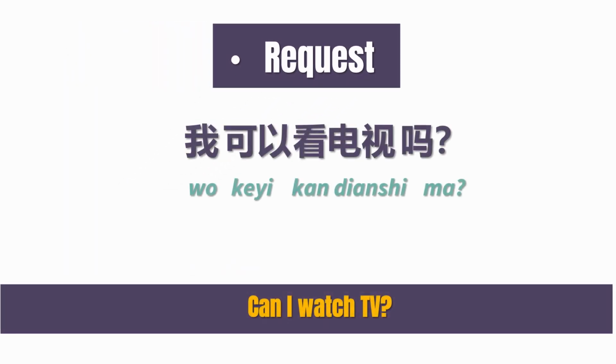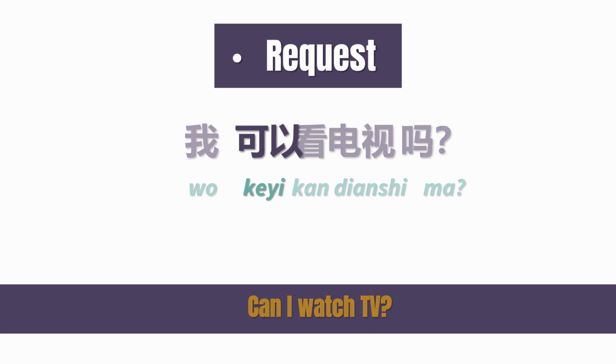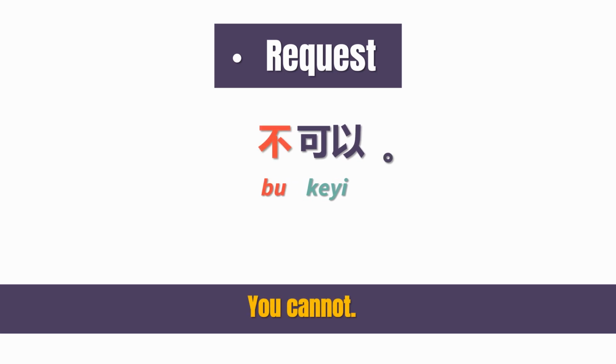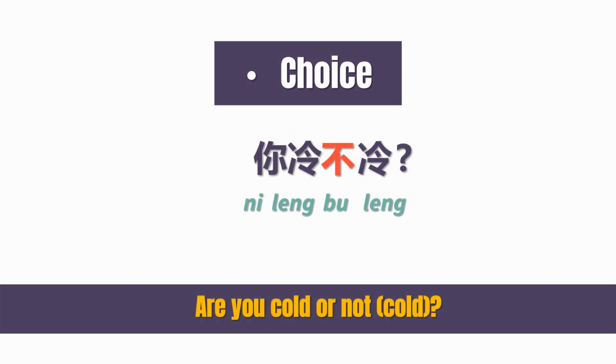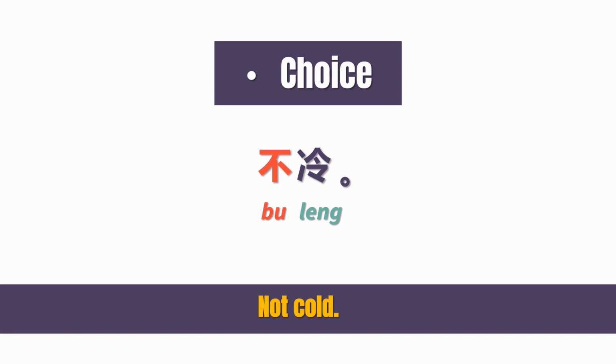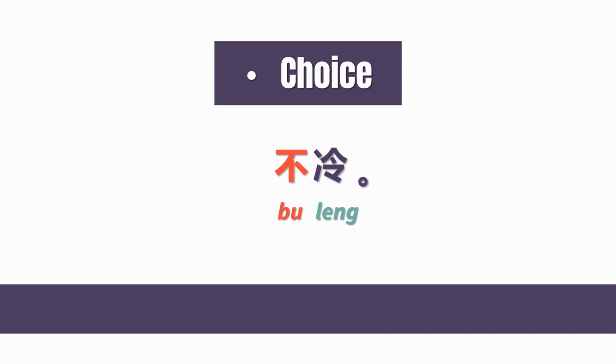When it's about a question of requests, it works just like yes. Can I watch TV now? 我可以看电视吗? And the no to this question is 不可以. Or, if you want to put it into an entire sentence, you can also say 你不可以看电视. And the last category was a question of choices. Are you cold or not cold? 你冷不冷? And if you're not cold, the answer is 不冷 or 我不冷.